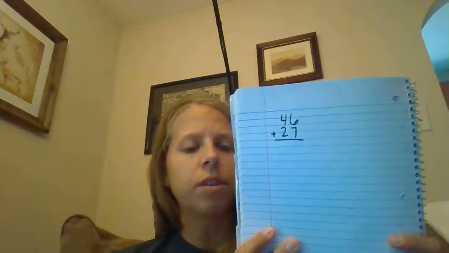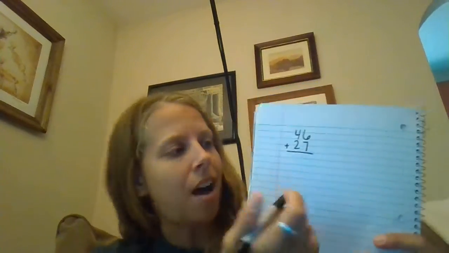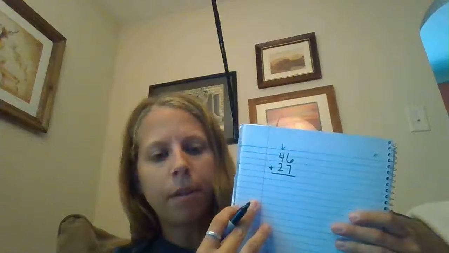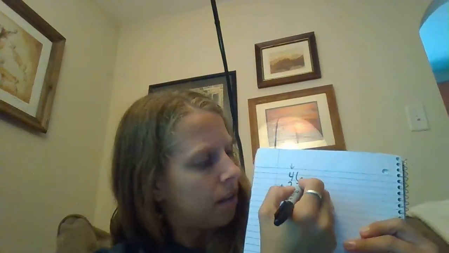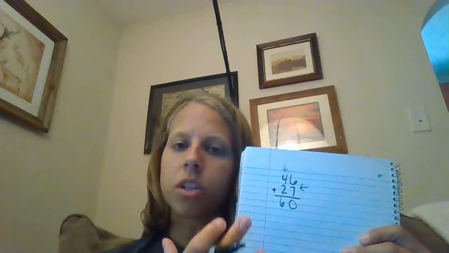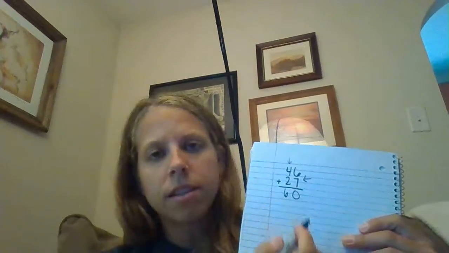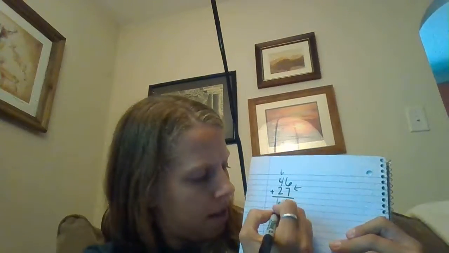So in this strategy, 46 plus 27, I'm going to look at the tens column first. So I'm going to be looking right down here, adding 40 plus 20. And 40 plus 20 is 60. The second thing that I need to do is then look at the ones column. So in this strategy, you always work from the biggest to the smallest. My ones are 6 and 7, and 6 and 7 is 13.